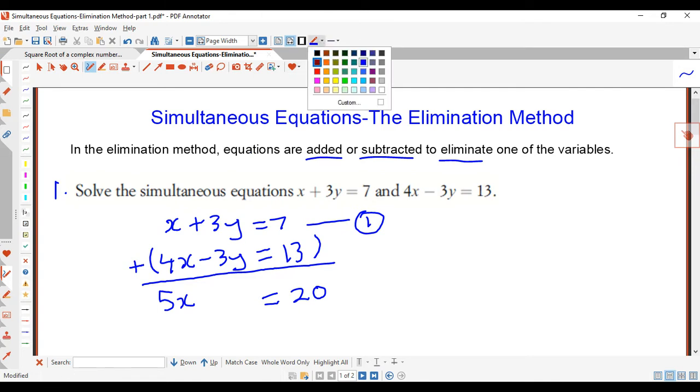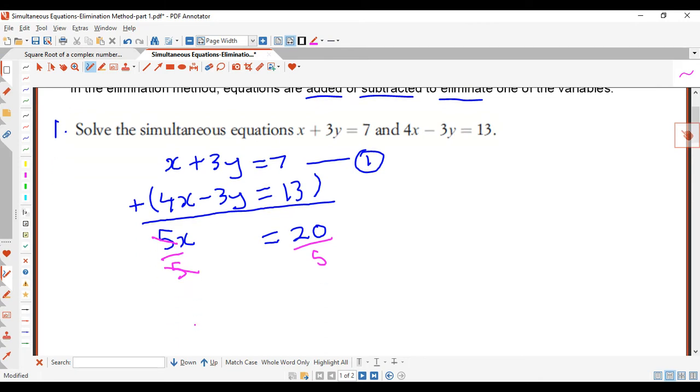Okay, what's the next step? I've got to get x by itself. So next thing I'm going to do is divide by 5, both sides. Okay, that cancels. And you should be able to figure out from there that x is equal to 4. Okay, so x is equal to 4. Right, I should have labelled this as equation number 2, the second one. There we go. So we've got x equals 4.